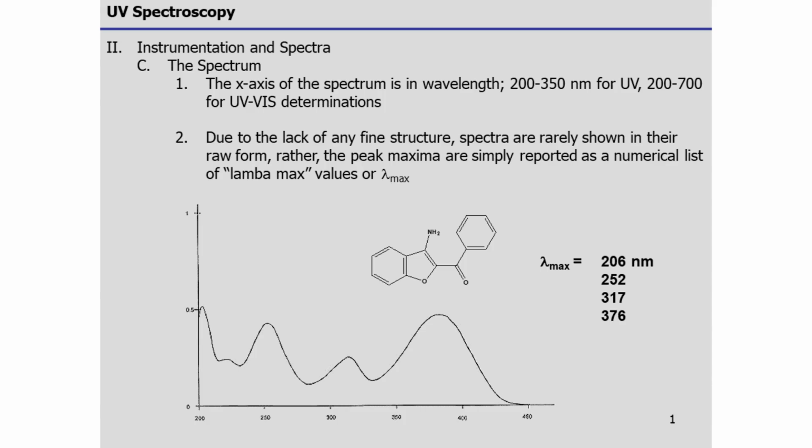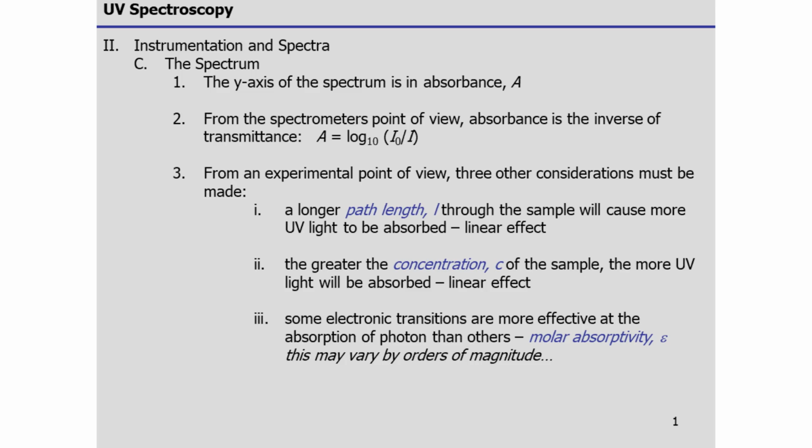The x-axis of the spectrum is in wavelength, and the y-axis is in absorbance. Spectra are often reported as numerical values of lambda max due to the lack of fine structure. Absorbance is the inverse of transmittance. From an experimental point of view, path length, concentration, and molar absorptivity affect absorbance. These factors are combined into the Beer-Lambert law.